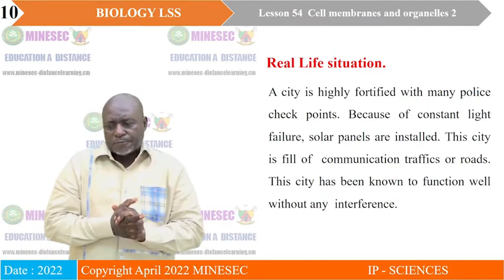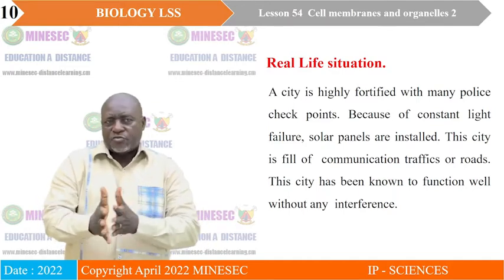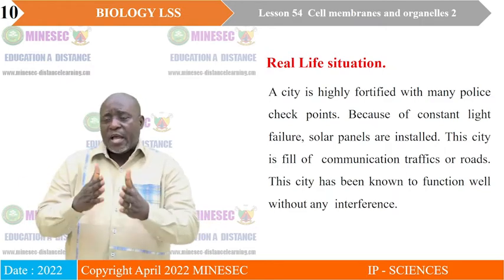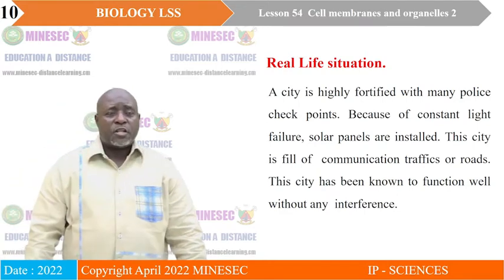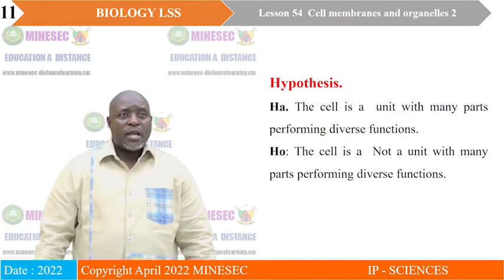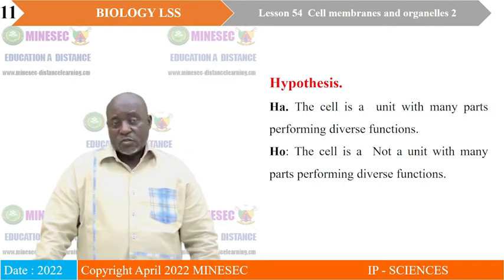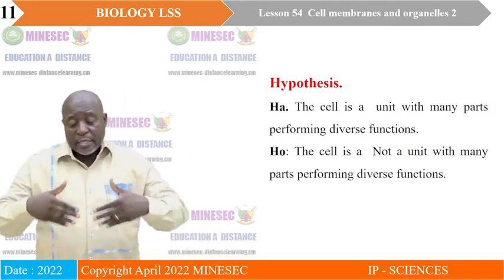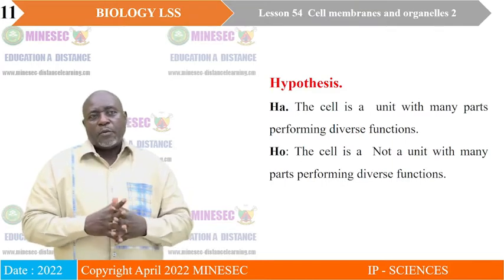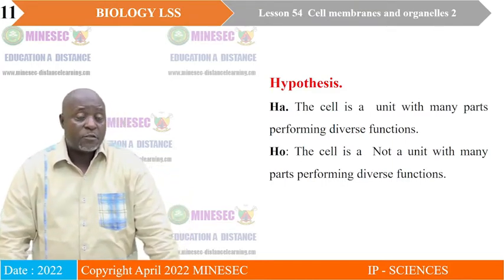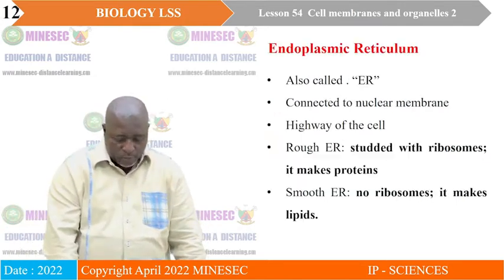So that's the picture I want you to see. So the whole cell is a city. The many checkpoints are the points of entry, the cell, the pores. And the policemen that could be in the city are the integral proteins. And we have energy organelles and canals that will package and transport substances within the cell. So our hypothesis, the cell is a unit with many parts performing diverse functions. So that's what the analogy is trying to tell us. So we are now from the analogy seeing that the cell is a unit with many parts and functions. And the new hypothesis is that the cell is not a unit with many parts performing diverse functions. So at the end, we're going to see which hypothesis to uphold or which one to throw.